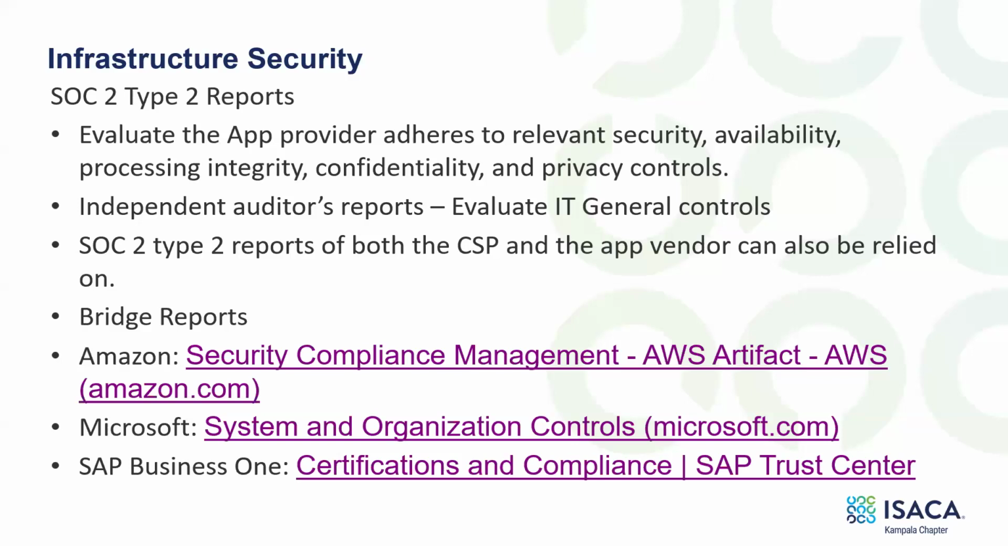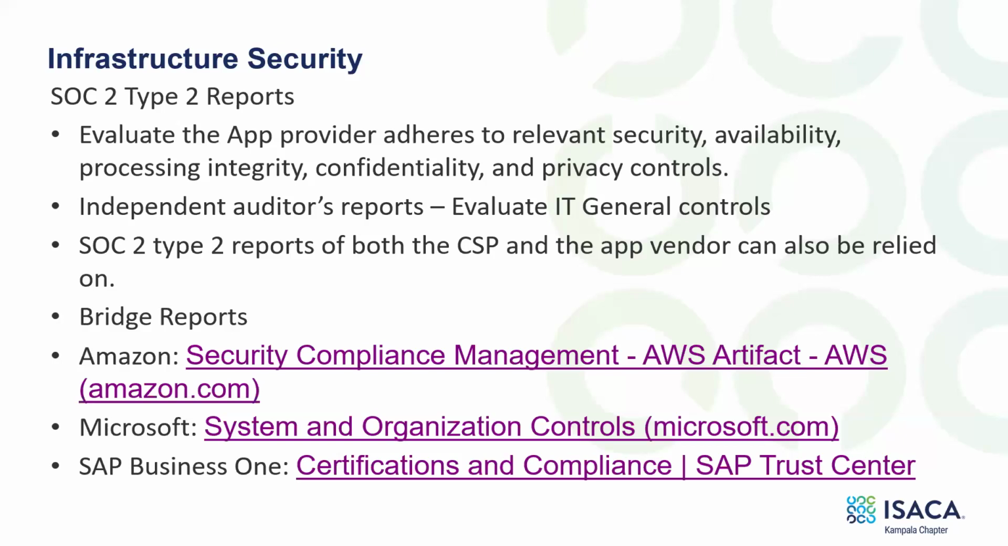Then we have infrastructure security. Now, as an assurance provider, you may not be in a position to evaluate the application service provider's adherence to the relevant security, availability, processing, integrity, and confidentiality controls. However, what you can do is rely on reports from third parties. For example, the SOC 2 Type 2 reports, or even independent auditor's reports. When you look at these reports, they cover a number of aspects, for example, the access controls, the backup and recovery, the change management, incident management, and so on.